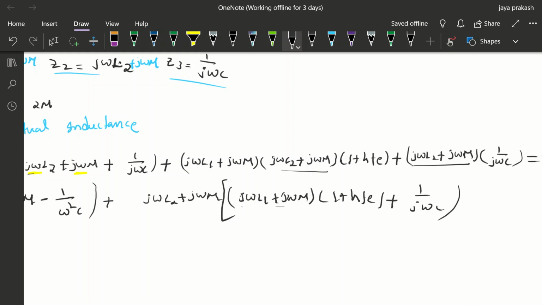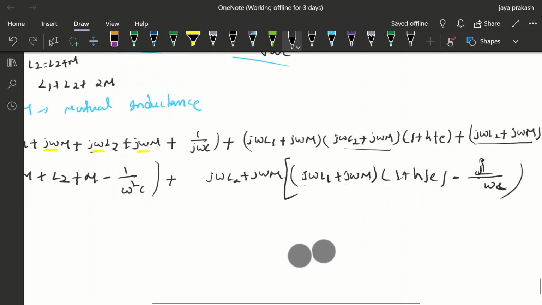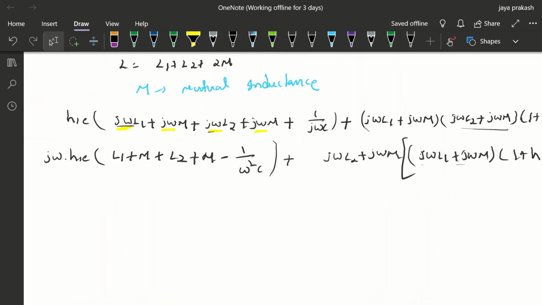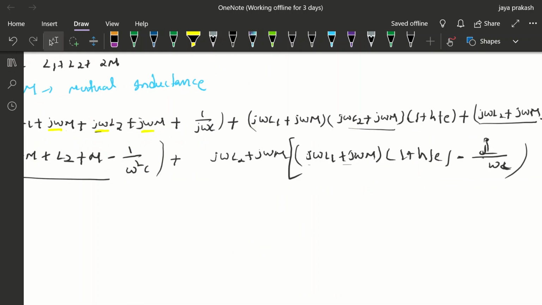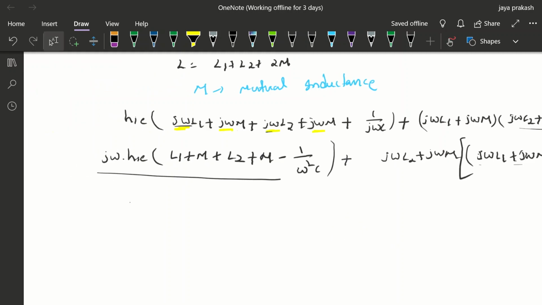Again you can take j common from this one. This j, if it goes to numerator, then it will become minus j, isn't it? Minus j by omega c. So I take the j common from that one. Now see, this is all imaginary part and this will become the real part. So because I have taken j common from this one, I am rewriting this equation once again.